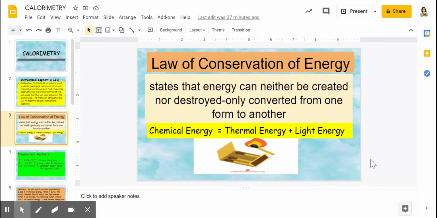So for the law of conservation of energy, the law states that energy can neither be created nor destroyed, only converted from one form to another. Say, for example, you have the burning of a match. In the burning of a match, you have chemical energy from the match itself, and then it's turned into thermal energy. It produces heat, plus light energy. So you can see there's the flame that produces light.